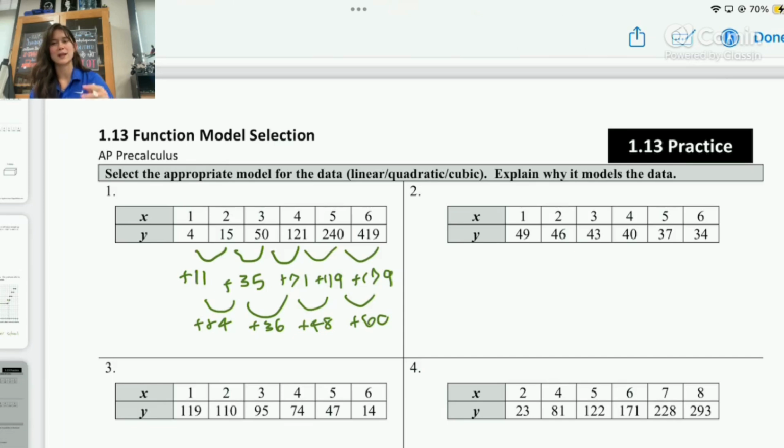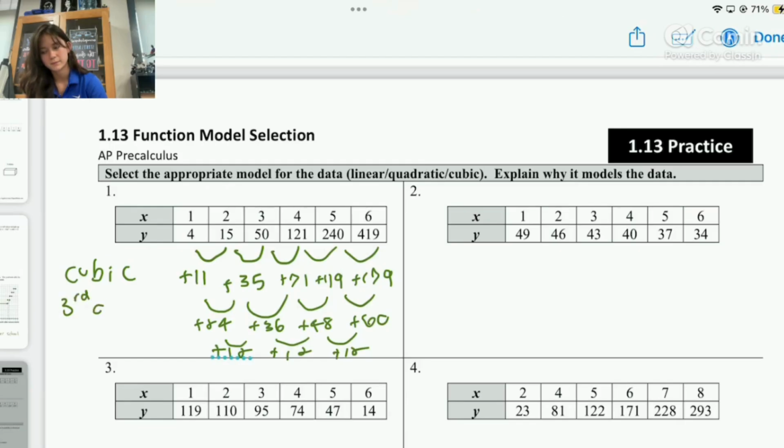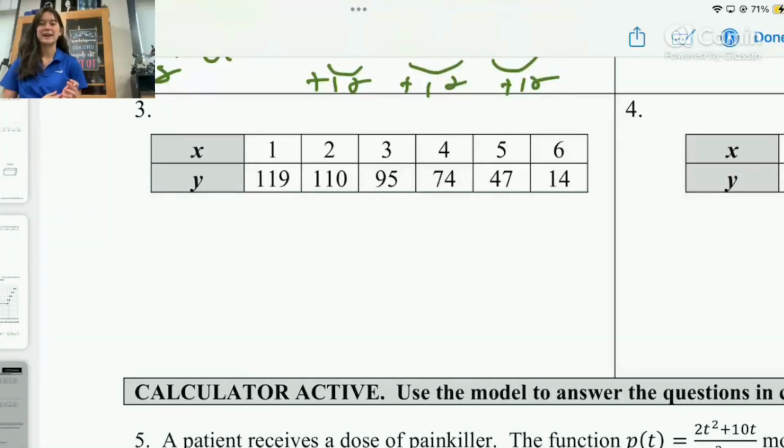Finally, we're going to get to the point where it's all the same number. So it's plus 12, plus 12, and plus 12. So, because there's 3 levels of this, in order to get to all the same number, it is cubic. So, third difference constant of 12. Perfect.